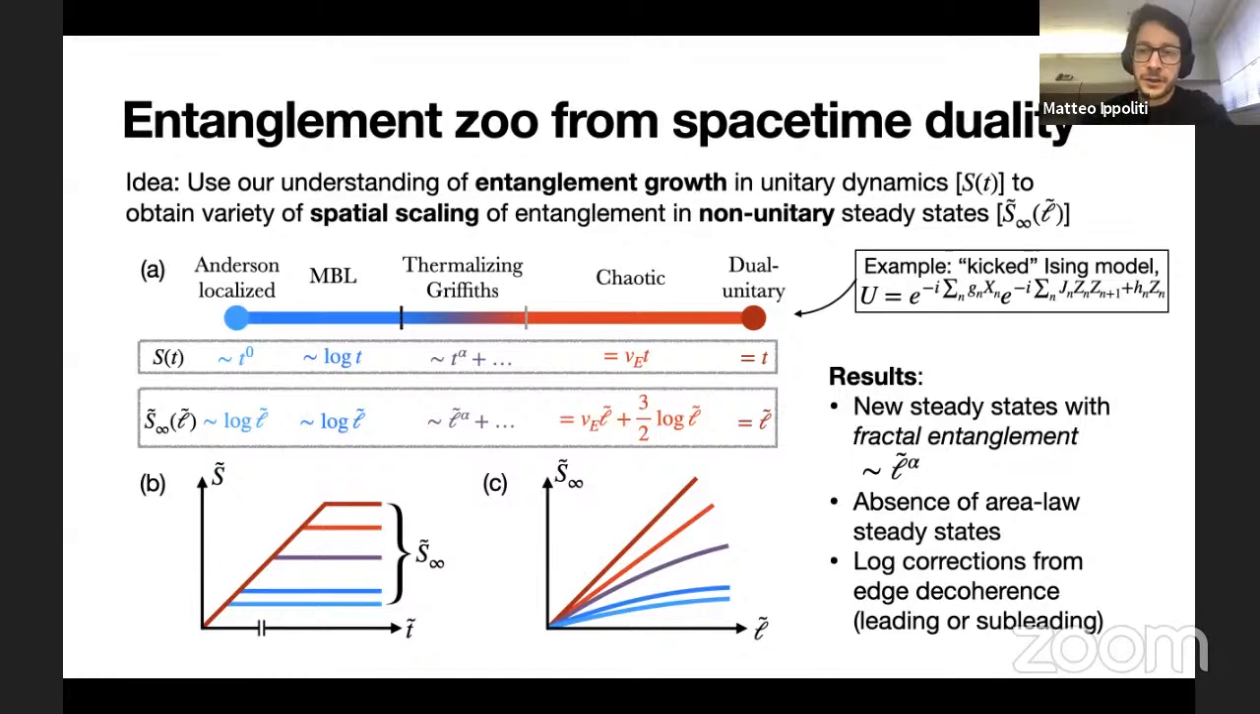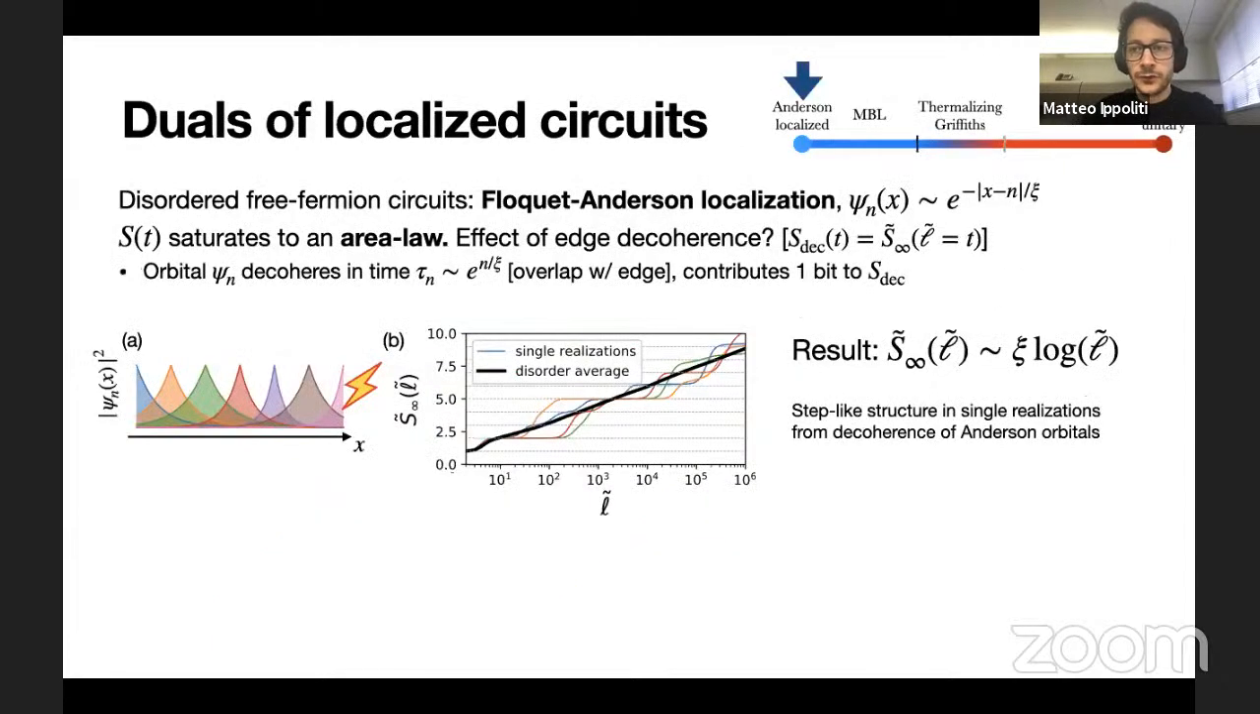And then other comments: it's impossible to get area law entangled states absent some fine tuning. So even the Anderson case develops divergent entanglement. And finally, these log corrections also pop up across the board, pretty much. We also get them in chaotic circuits, and they come from edge decoherence through the mapping that I just discussed. So I'll go through some of these examples.